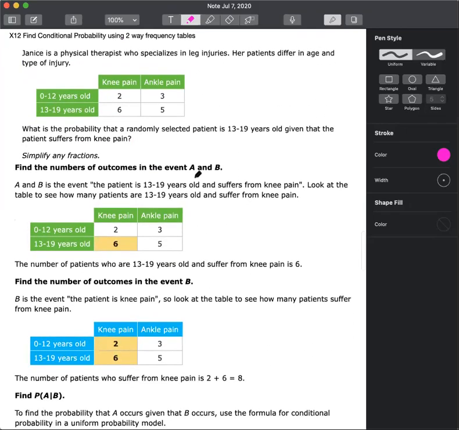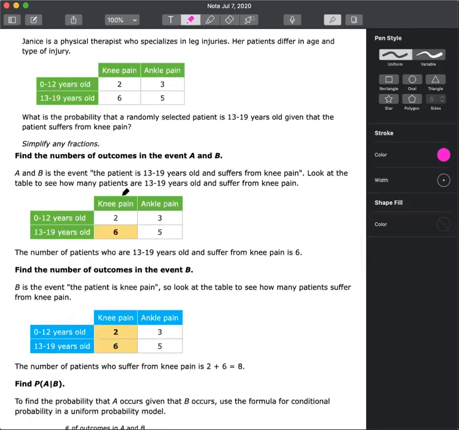All right, moving on to the next section, we have find conditional probability using a two-way frequency table. Okay, so we've seen these plenty good amount of times. So looking at one here, Janice is a physical therapist who specializes in leg injuries. Her patients differ in age and type of injury. What is the probability that a randomly selected patient is between 13 and 19 years old, given that the patient suffers from knee pain? So if you look down here at the example, we'll just run through it.